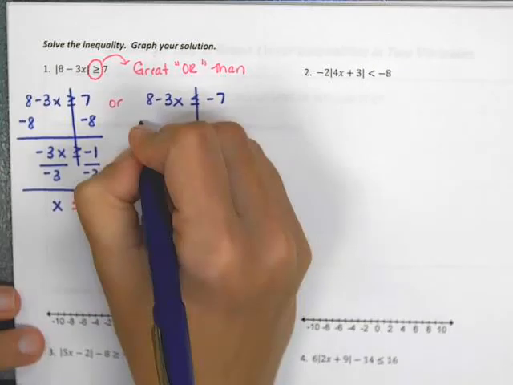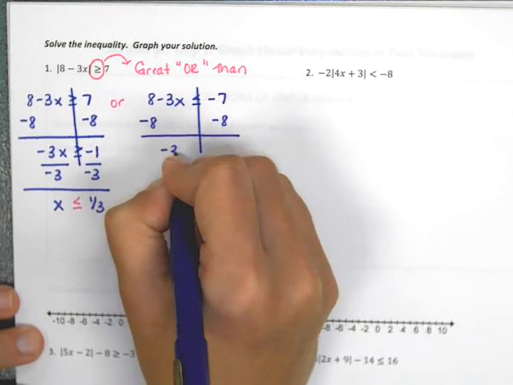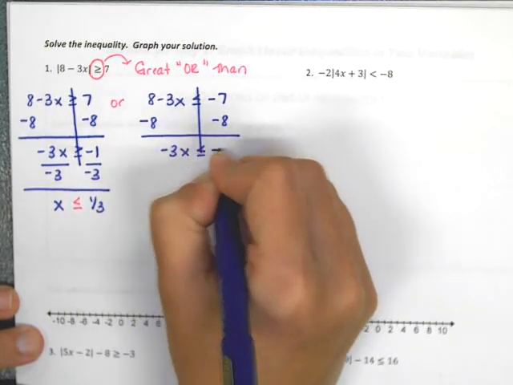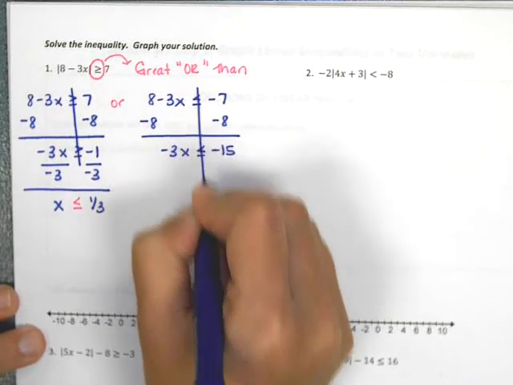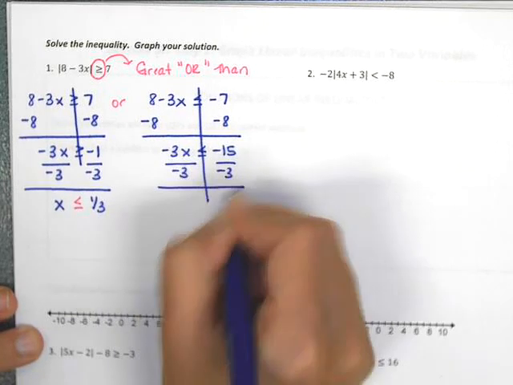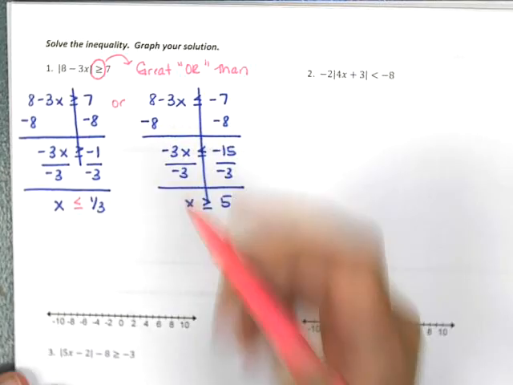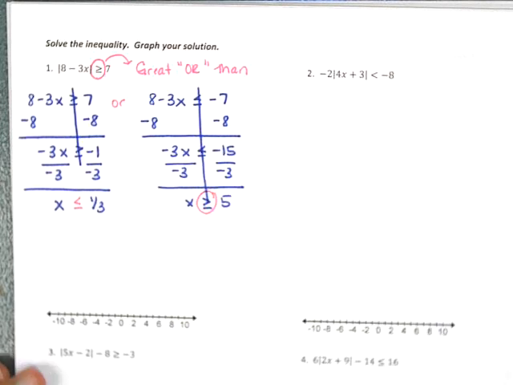Now in the second example, just subtract the 8 on both sides. I get negative 3x is less than or equal to negative 15. Then I'm going to divide on both sides by negative 3. So x is greater than or equal to 5. And again, my symbol flipped over because I divided by a negative.